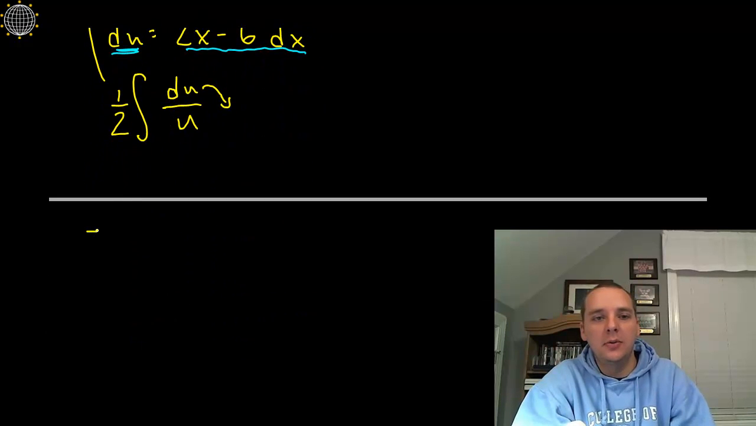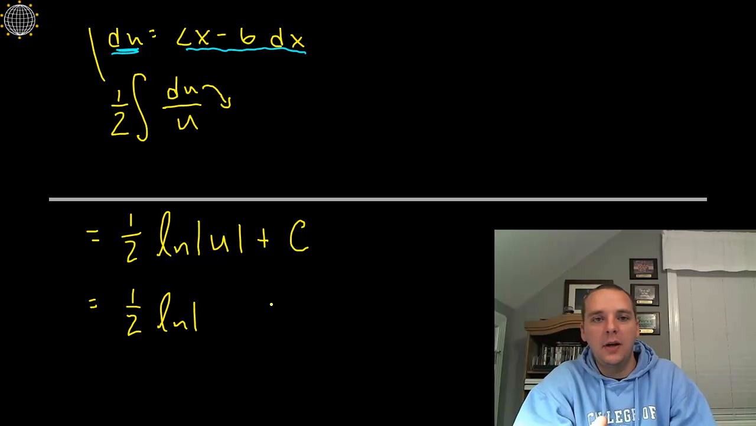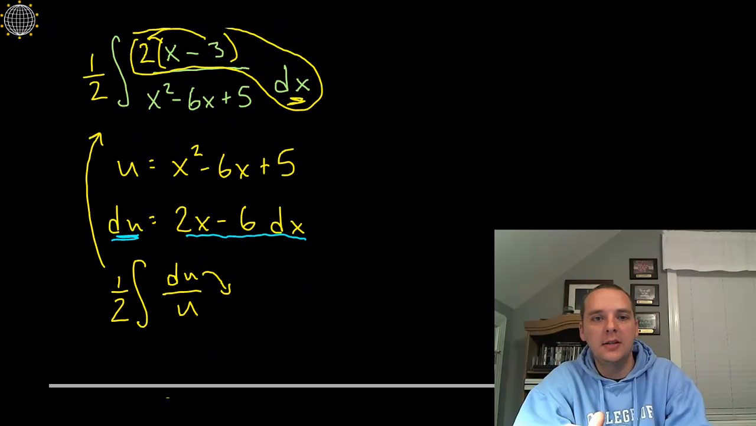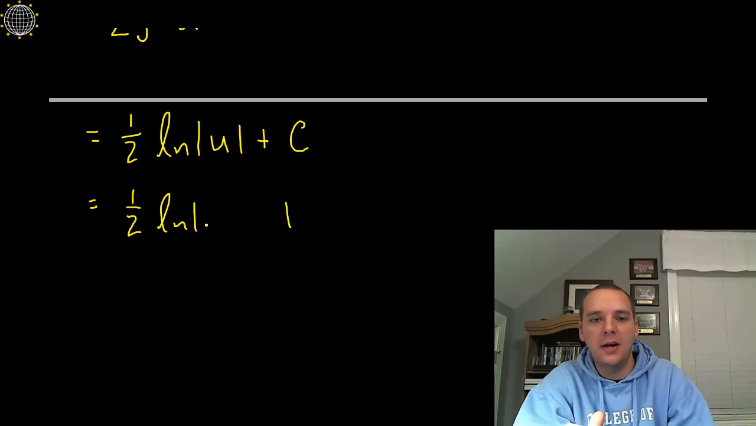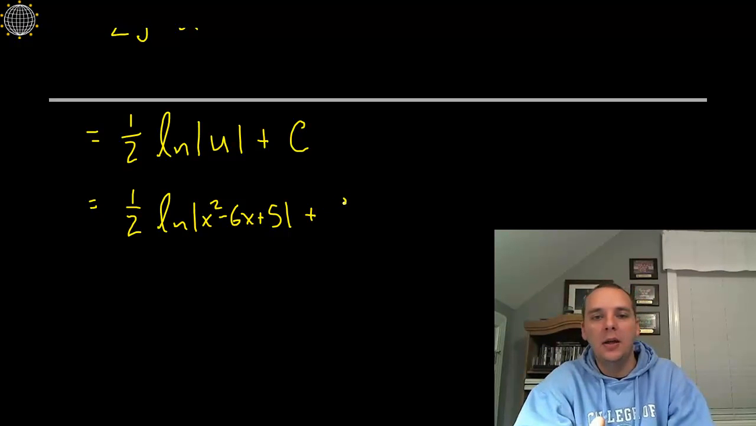And so we'd have 1/2, and the integral of 1 over u du, as we all know, would be the natural log of the absolute value of u plus c. And let's not forget the absolute values. Those are important. All right, so our final answer would be 1/2 natural log, and for our final step, we would go back and jot down whatever u was. In this case, x squared minus 6x plus 5. Go ahead and replace the u with that quantity, and then plus c.